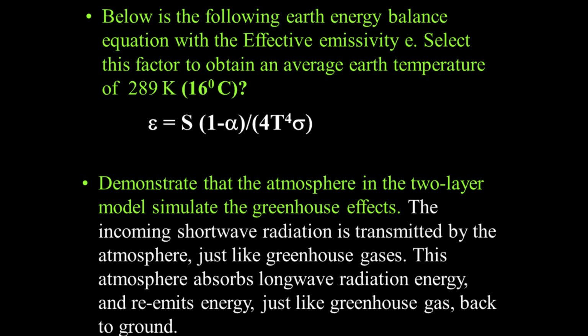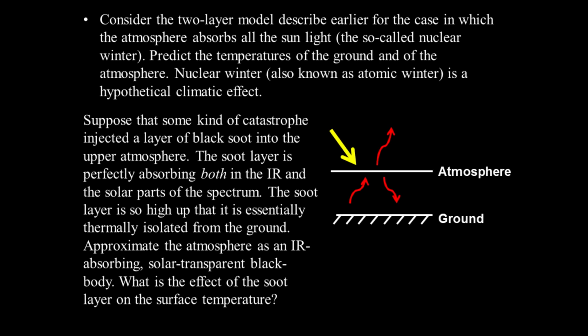Our next question is to demonstrate that the atmosphere in the two-layer model simulates the greenhouse effects. In our next question, consider the two-layer model described earlier for the case in which the atmosphere absorbs the sunlight, or the so-called nuclear winter. Predict the temperatures of the ground and of the atmosphere.